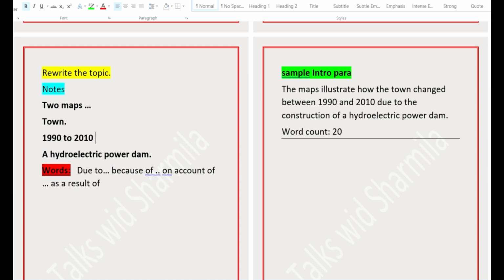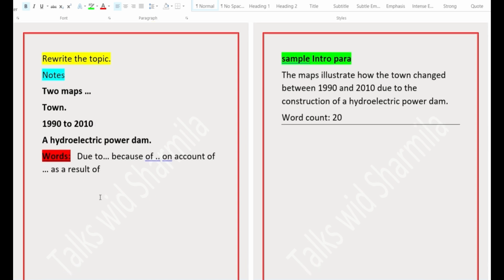Moving on to the words here. As I said, we will be having a list of words. So the words to show cause are because of, due to, on account of, or as a result of. Come on, one more time along with me. It is due to, because of, on account of, or as a result of. Now with these words and with this point, here comes our sample answer.